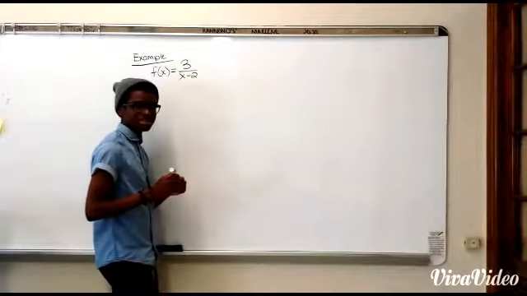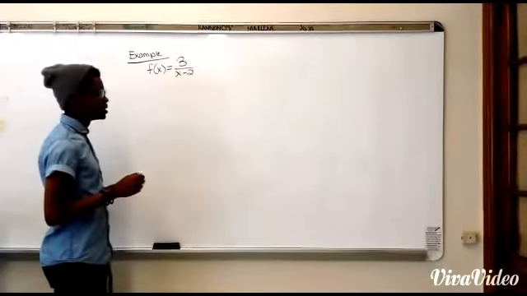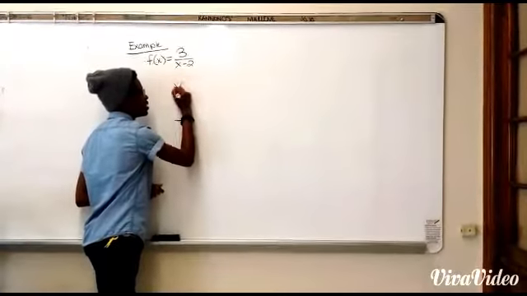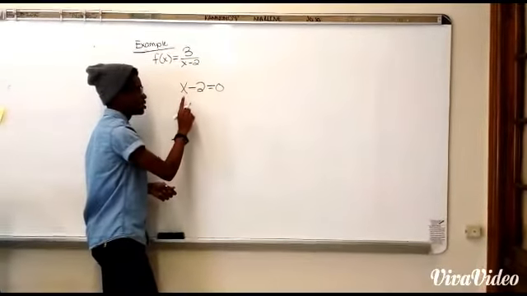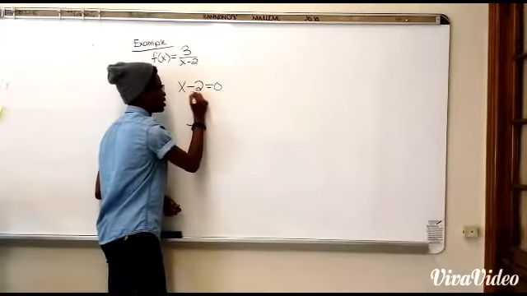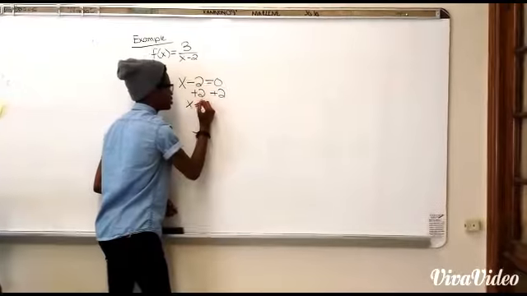Now let's try an example. We have f of x equals 3 over x minus 2. So we're going to set the denominator, x minus 2, equal to 0. x minus 2 equals 0. Then we're going to solve to see what makes the denominator equal to 0. So we're going to add 2 on both sides and get x equals 2.